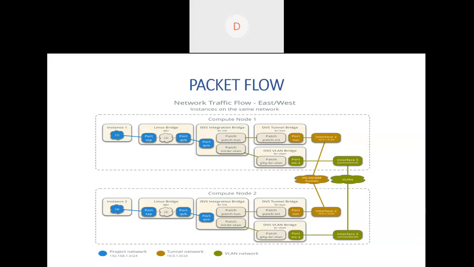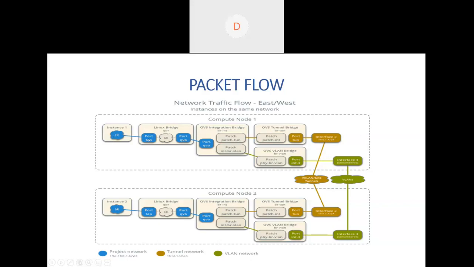So the first one is the instance that is launched in compute node one. The next subsequent images you can find on the OpenStack website; I just took the screenshots from there. Instance one is launched in compute node one, and instance two is launched from compute node two. Now, if instance one wants to ping instance two, what happens is there is something called a tap port.